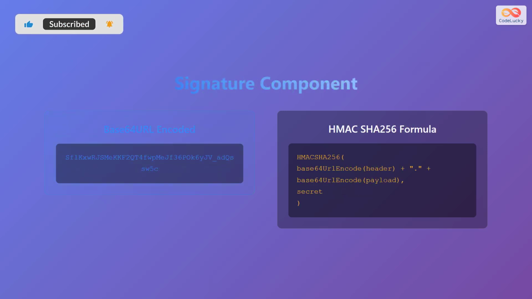Let's now discuss the signature component of a JWT. The signature is generated by taking the base64 URL encoded header, the base64 URL encoded payload, a secret key, and the algorithm specified in the header, and then using that algorithm to sign the combined data. This signature is crucial for verifying the integrity of the token and ensuring that it hasn't been tampered with. The HMAC SHA-256 function takes the encoded header, payload, and secret as an input and generates the signature.